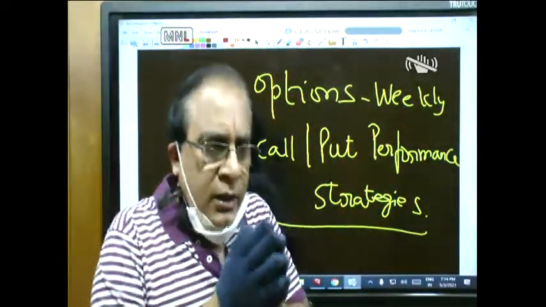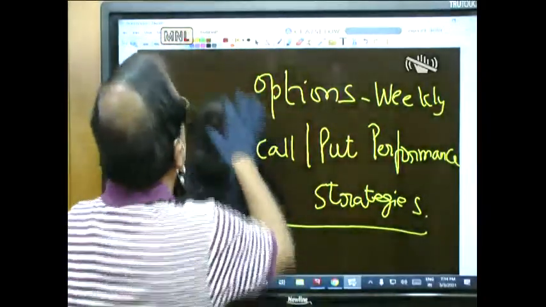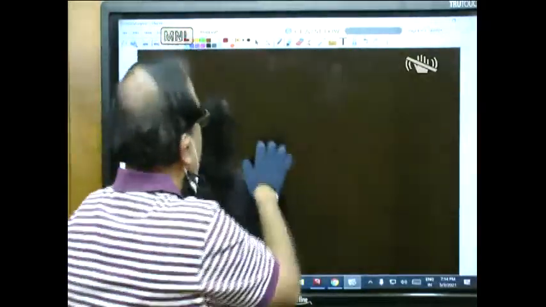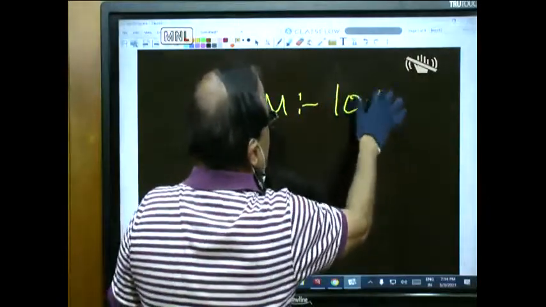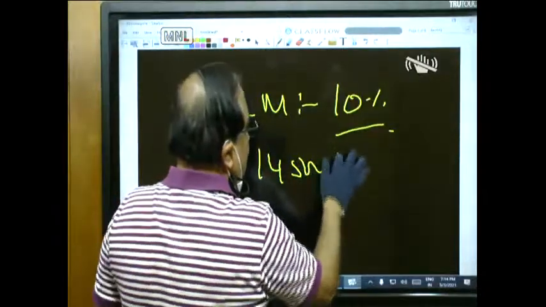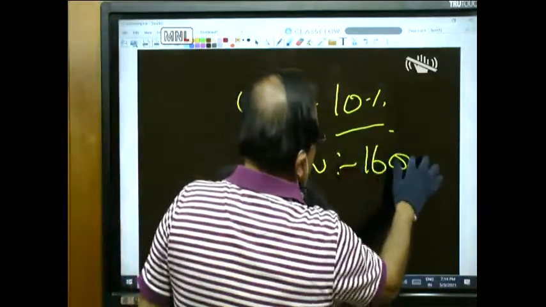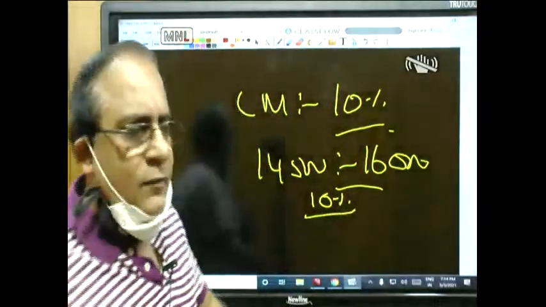So in that particular case, compared to a cash market, let us say the cash market gives you 10% return over 1 year. Let us say today the market is 14,500. Next year it goes to 16,000. So 1,500, approximately a 10% gain. So this is a cash market gain for you.